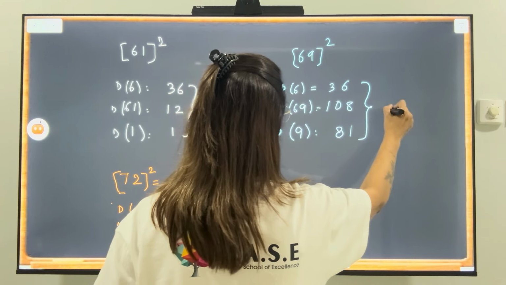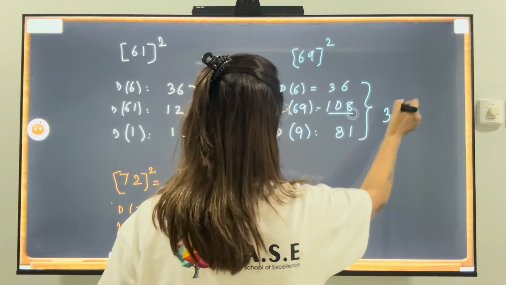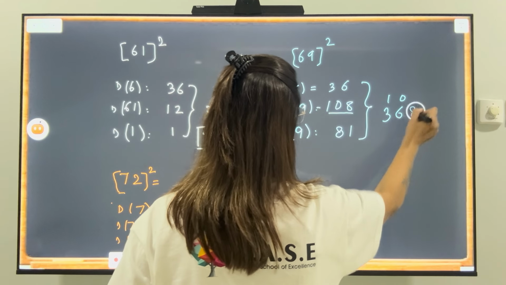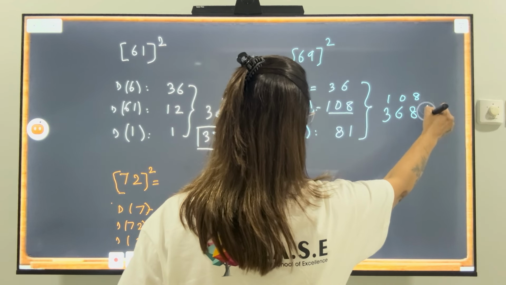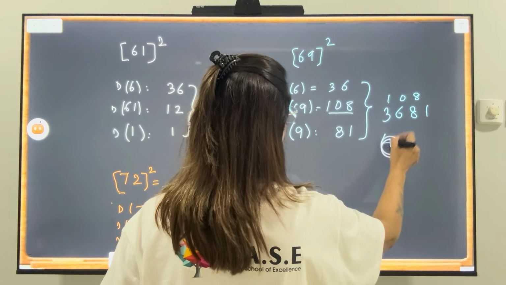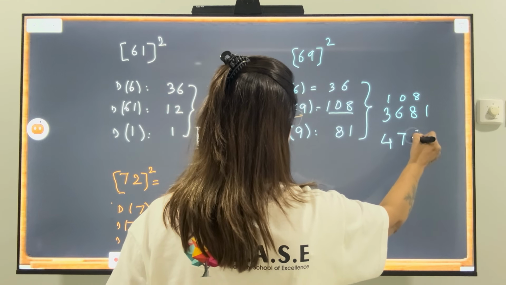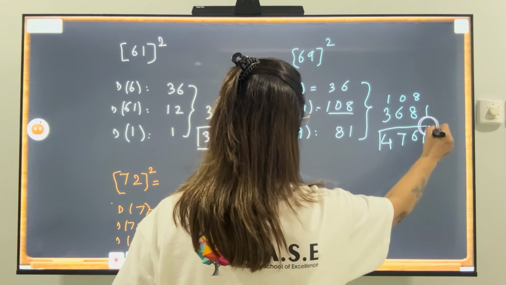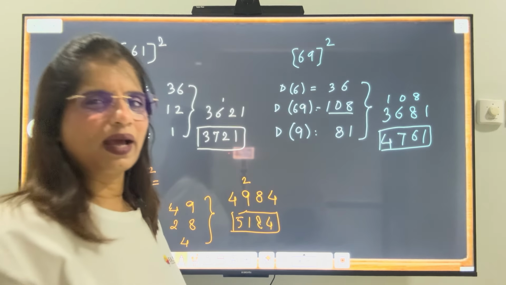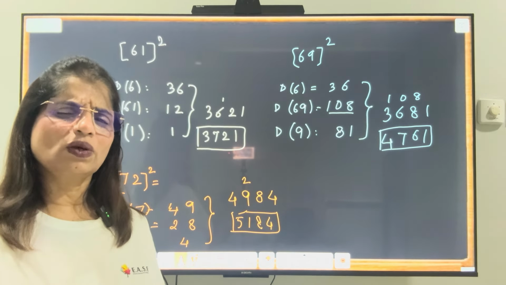Now you arrange 36. This 108, just write it like this. And then you have the 81. 3 plus 1, 4. 6 plus 0, but you know there is a carryover, so that is a 7, 6, 1. So this is your answer. I think by now you got a hang of what we are doing, correct? Take some sums by yourself and do them yourself.